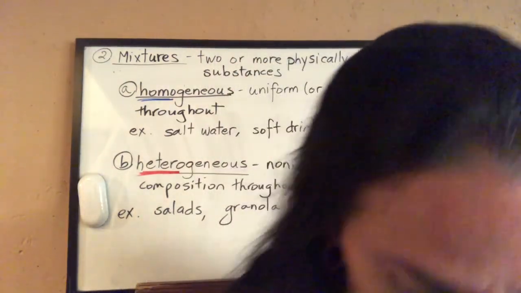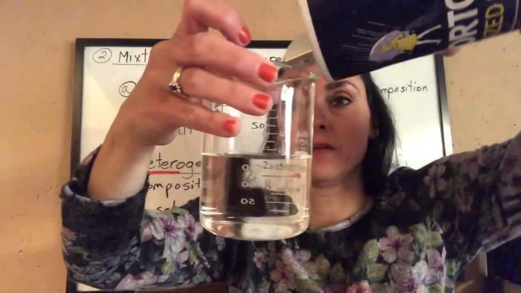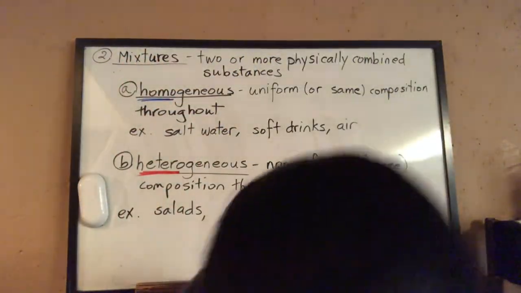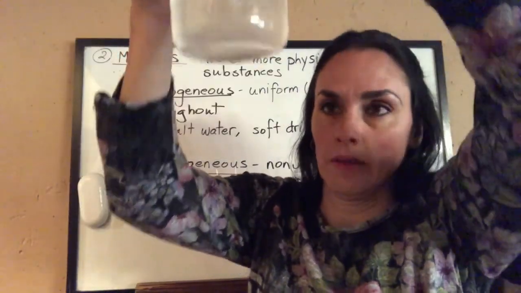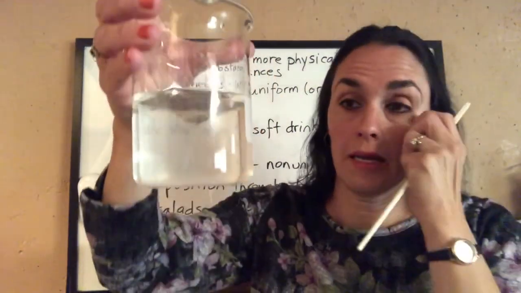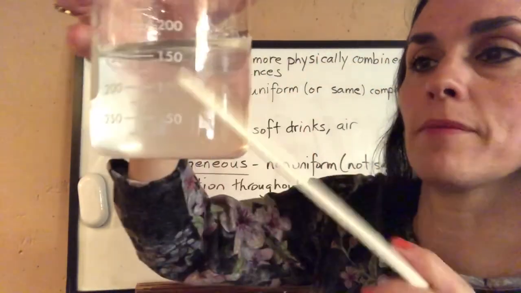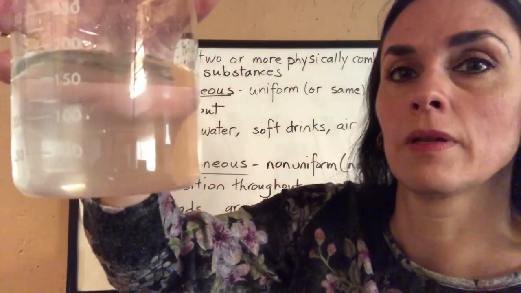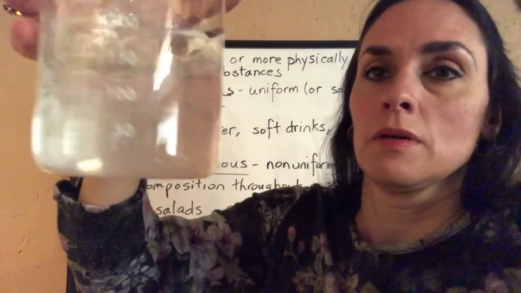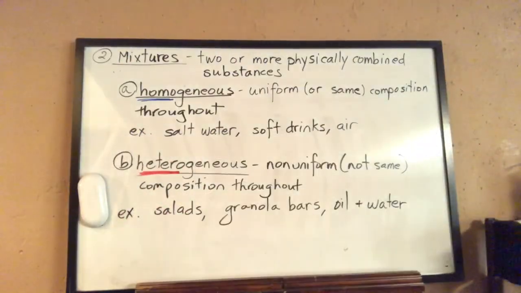Now that's a much more complex homogeneous mixture than if I just take plain old water and put a little bit of salt in here. Get it all to dissolve. And I have a homogeneous mixture. The same composition throughout, top and the bottom. Same composition, homogeneous mixture. Okay.